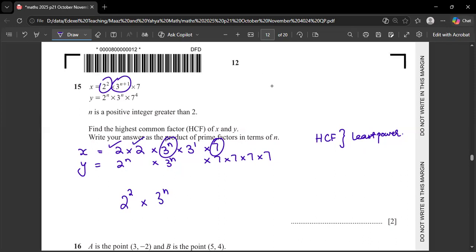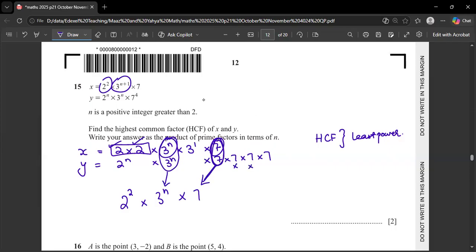because these two numbers are common as well, right? These two numbers are common as well, and these two numbers are common. So out of these two numbers, we're going to take only 3 to the power n once, okay? And out of these two numbers, we're going to take 7 once, okay? So 2 to the power n is not common, therefore we cannot take it here, right? 3 to the power n is common, we're going to take it once. This is common, we're going to take it once, right?